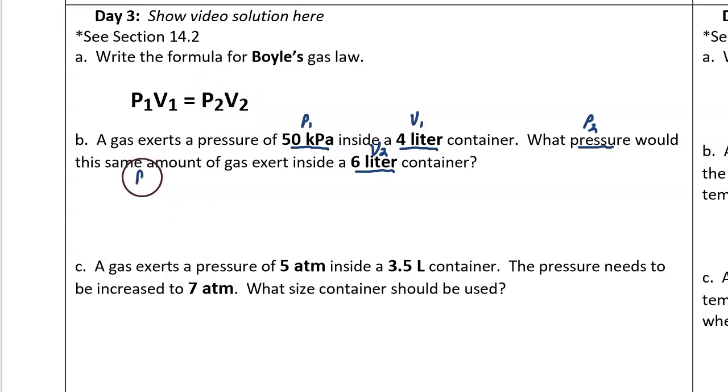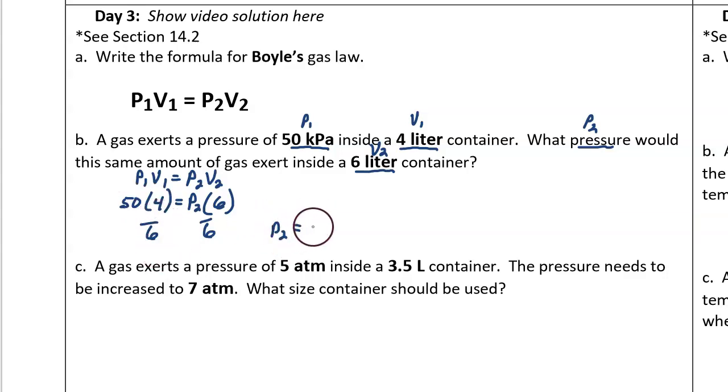So start by writing that formula down, and then make the substitutions. For P1, 50. For V1, 4. P2 is our unknown variable, and V2 is 6. Algebraically, to solve for P2, we need to divide both sides by the 6. And so our result is P2 is equal to 50 times 4 divided by 6, which is 33.3.